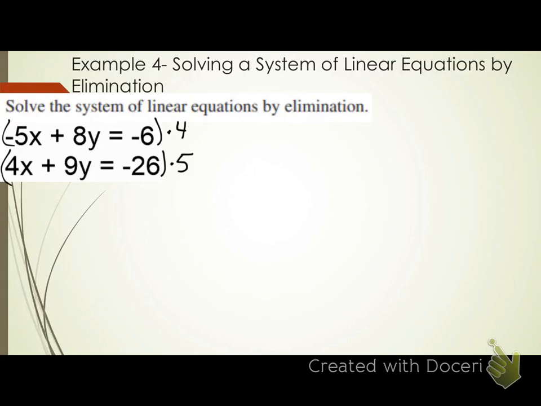So I'm going to have two brand new equations here. What's negative 5x times 4? Negative 20x. 4 times 8y is 32y. 4 times negative 6 is negative 24. Any questions how I got this new equation right here?